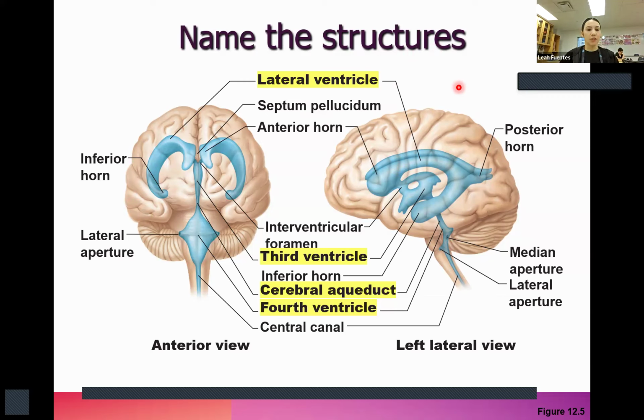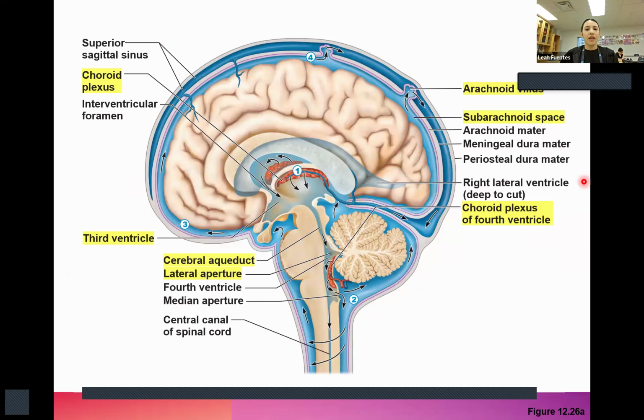So I do believe this image was also on your worksheets. You are going to want to be able to identify the different types of ventricles. And then again, this image was also on your worksheets. It's just showing you the ventricles again. You can see here the subarachnoid space, and then the choroid plexus of the fourth ventricle. I don't know specifically if you need to know the path in which it travels, like this image shows, but you do need to be able to identify the ventricles from this image.